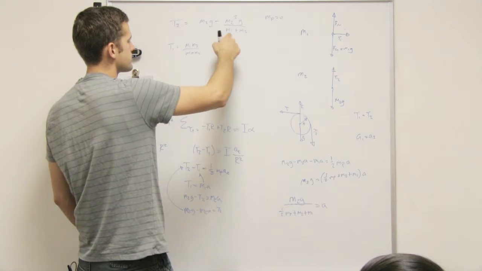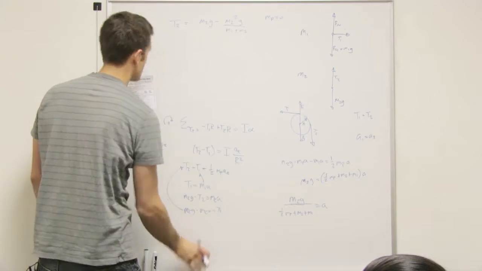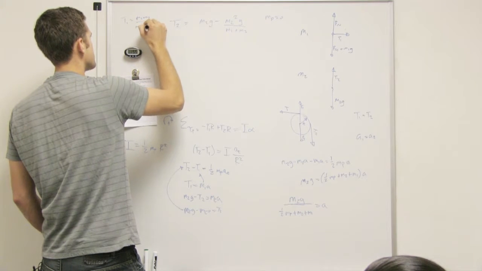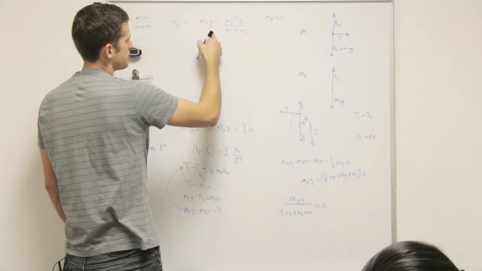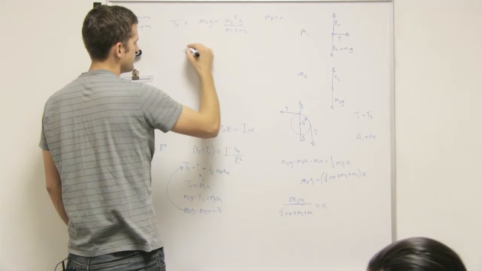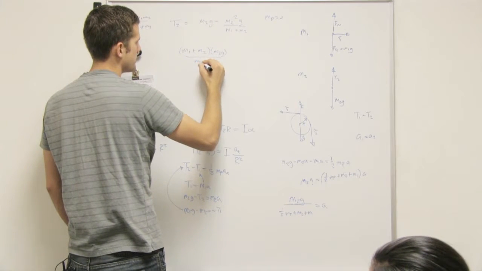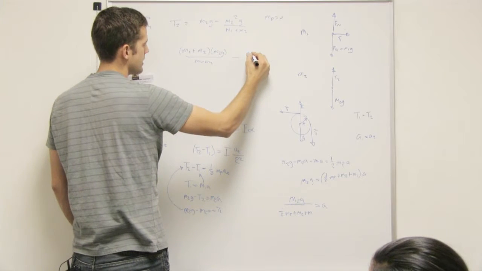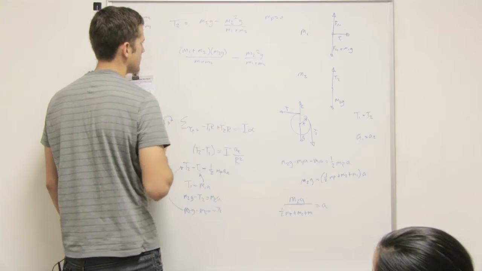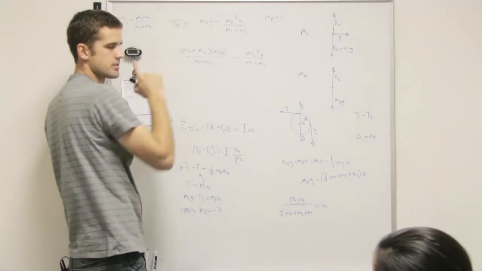So we'll have to multiply. Let me put this over here. So T1 equals M1 M2 over M1 plus M2. So you have to multiply this top and bottom, so you have M1 plus M2 times M2G all over M1 plus M2, minus M2 squared G all over M1 plus M2. How did you get these numbers? So you get a common denominator for these.